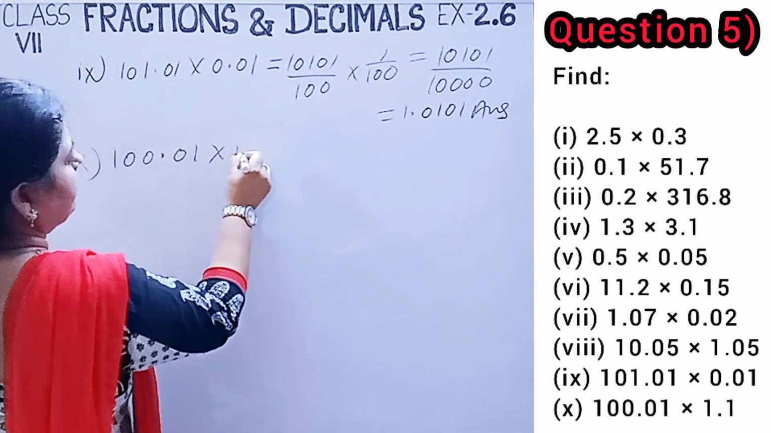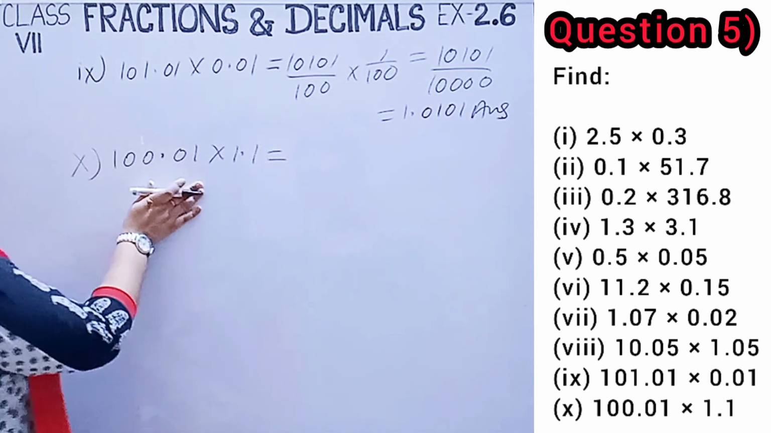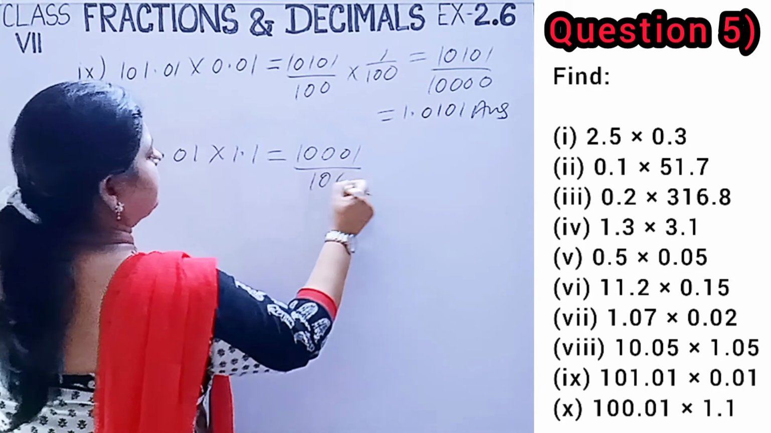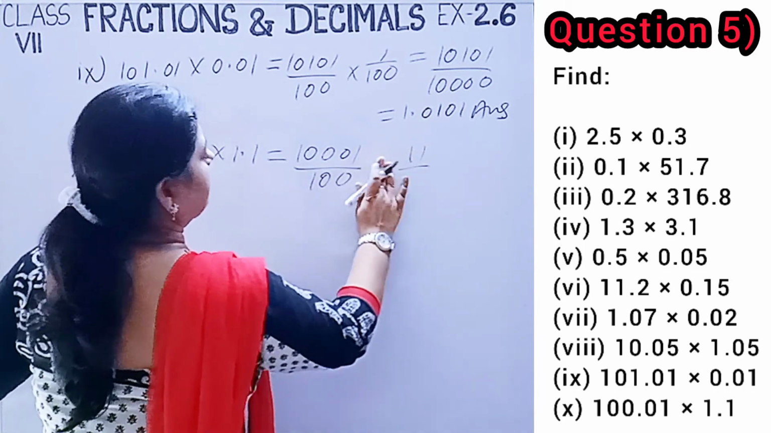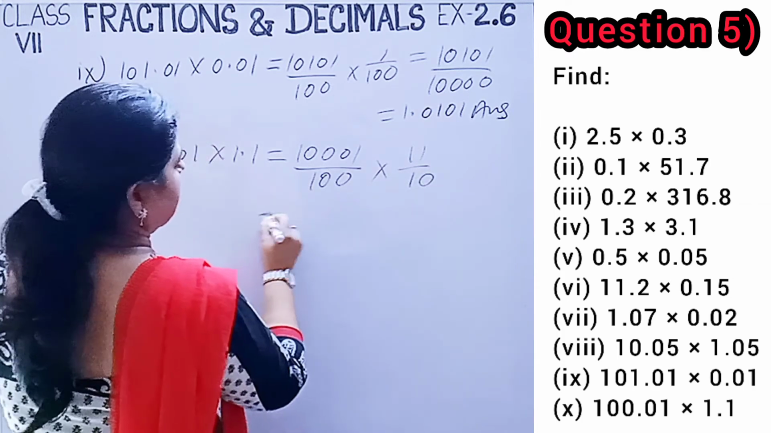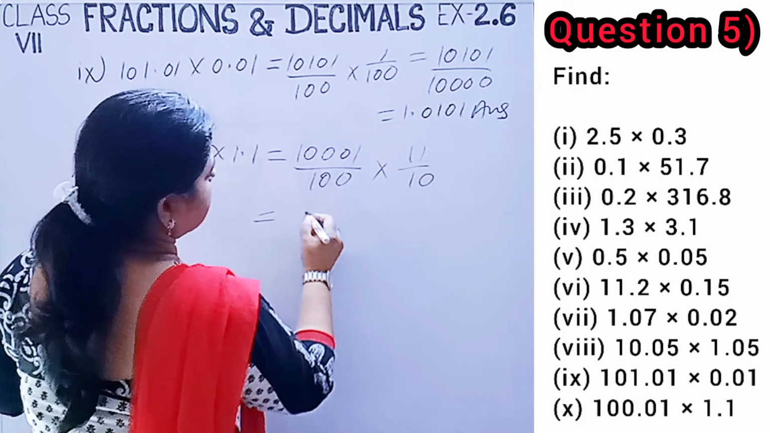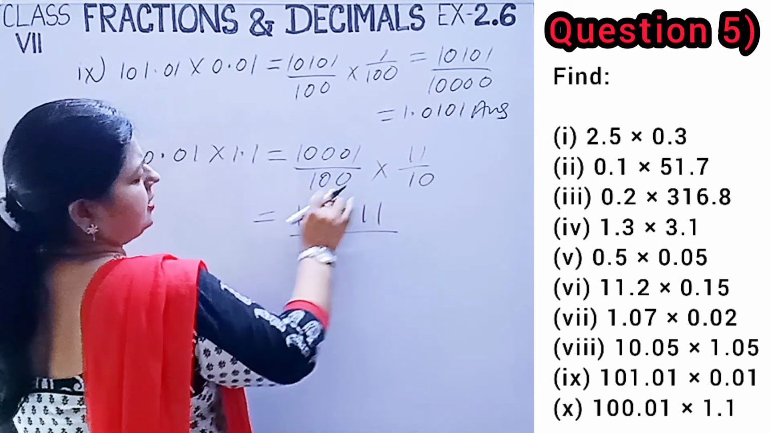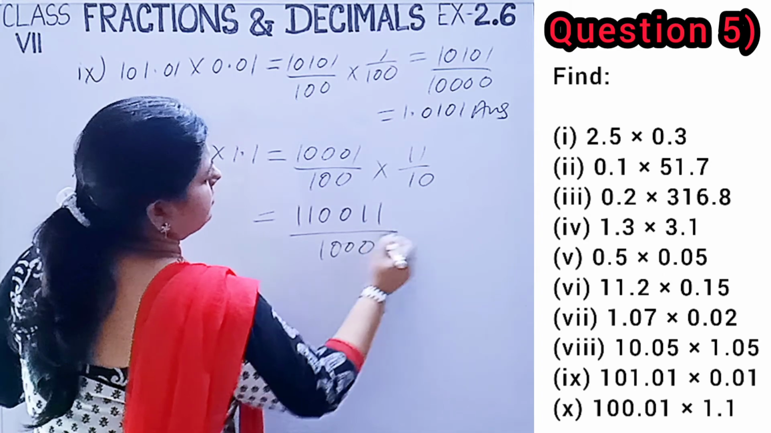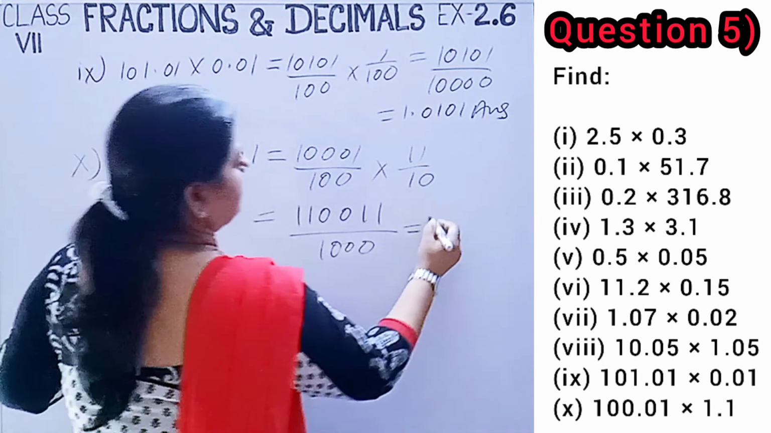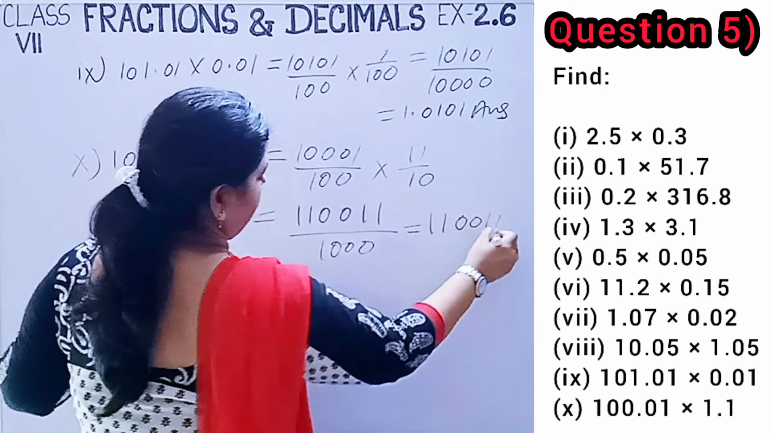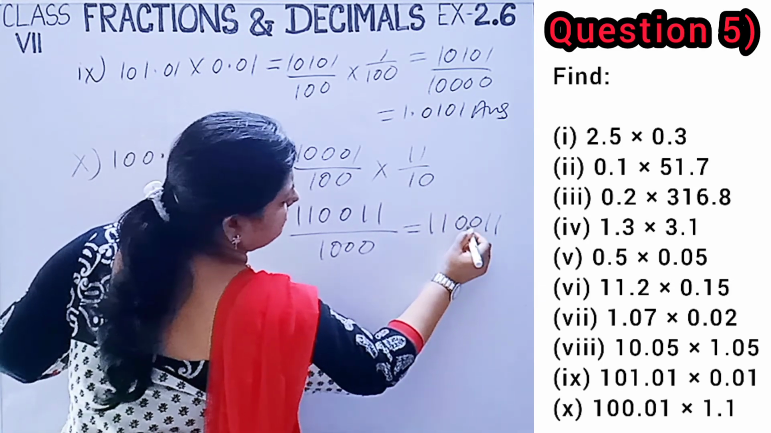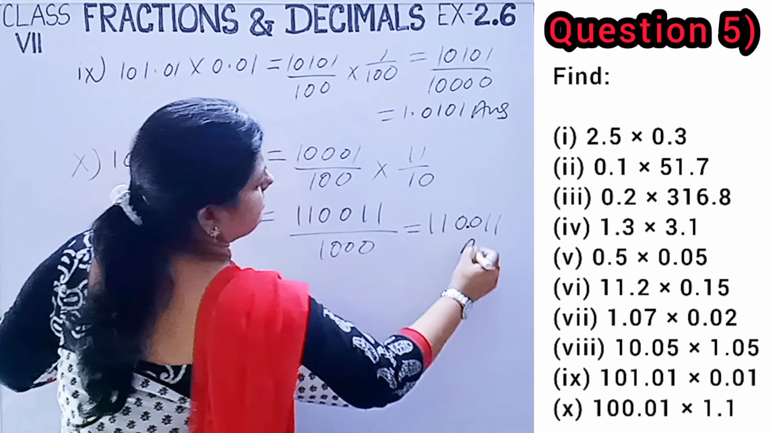Part 10, 100.01 into 1.1. So first step is we have to remove decimal. We have 10001 upon 100 here and 11 upon 10. So after multiplying this, we get here 110011. So we have 100 here, 10, it means we have 1000. So we have to put decimal in here. 110011, it means 110.011. It means our decimal will be here. Answer.